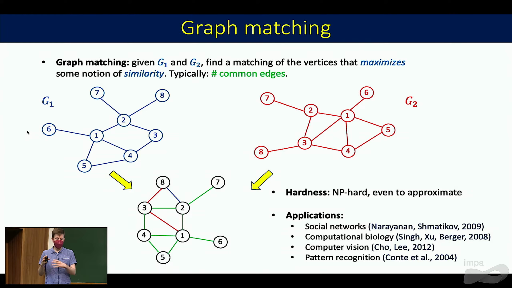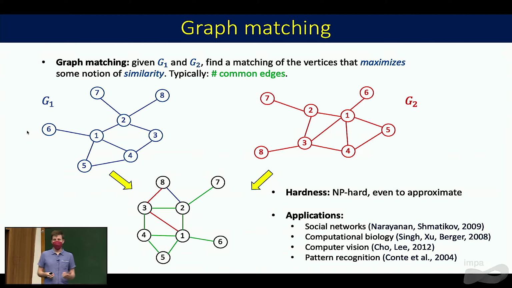And then if you have a video, well, this object moves in the different frames of the video, and you want to keep track of the object. So effectively what you have then are various random geometric graphs, and you want to match them across frames. So these are some applications, and in practice this often works very effectively.